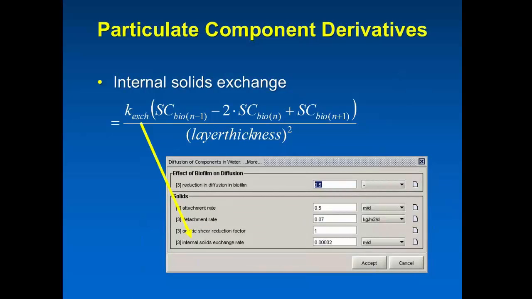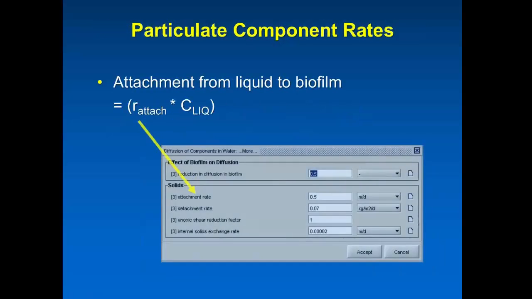This is only done on the solids, but we have a solids exchange rate parameter that's available for you to adjust as part of that mass transport menu, and this is a number that we have internally calibrated from our experience with these models. The attachment and detachment rates are also found in this same menu here. These numbers don't generally have to be adjusted very often, I find, as long as you have the correct biofilm thickness and the correct surface area.